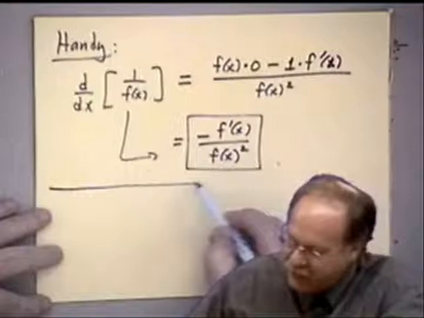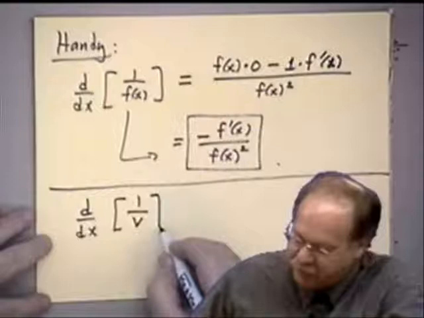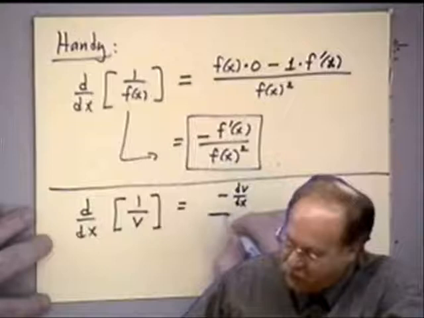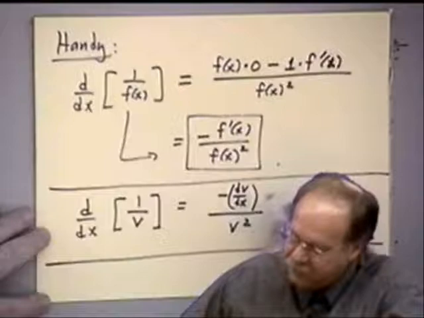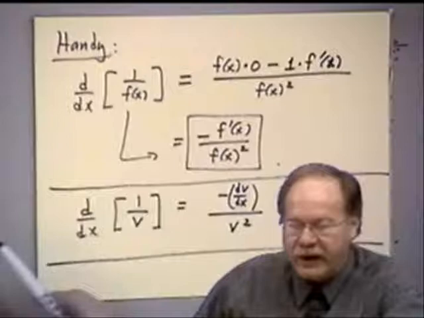Again, if I were to write this with u's and v's, in this case I only need a u, or 1 over v, say, since we've used v on the bottom, I'd write the derivative of 1 over v is going to be minus dv dx over v squared. Sometimes that's helpful, and it's worth noting that it just comes out of the quotient rule. Of course, if you know the quotient rule, you can go ahead and just do this directly if you like. But like I say, sometimes this is handy. And with that, it's time for you to practice the quotient rule.